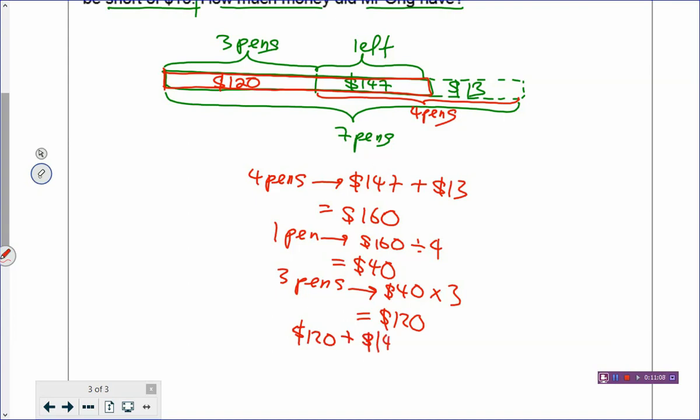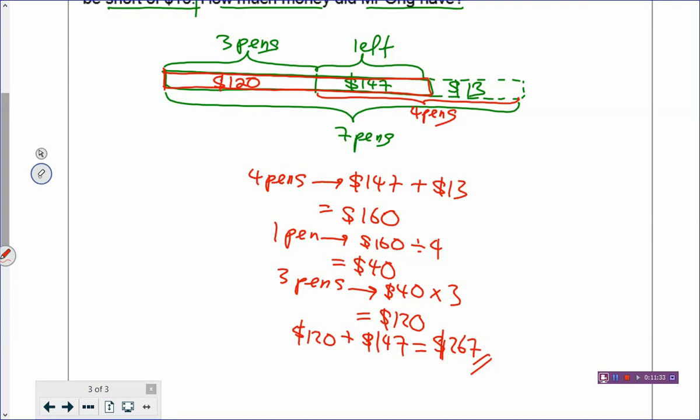The original rectangle that you have drawn, that is Mr. Ong's money. Please don't add the $13 more. That $13 is the dotted box. Dotted box means not part of his money. He doesn't have that money. So the money that he had is $267. So Mr. Ong had $267. And that's how you draw the excess and shortage.